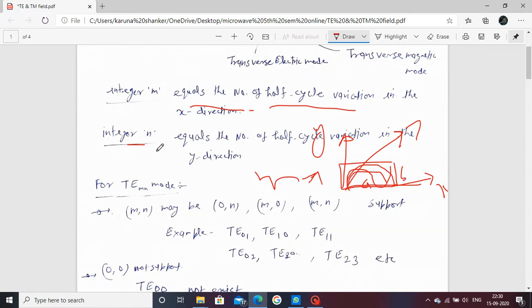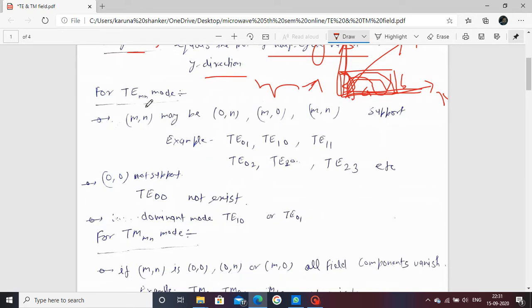Next, what does N mean? N is the number of half cycle variations in the y direction. This is your y direction, and you see the half cycle variation in a similar form. Suppose N is 1, this represents one half cycle. Suppose N is 2, then two half cycles are present in your y direction. Overall, the conclusion is that M and N are integer values: M represents the number of half cycle variations in the x direction, and N represents the number of half cycle variations in the y direction.